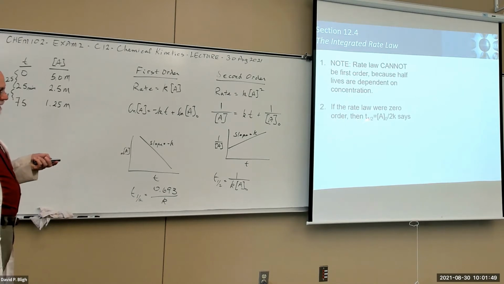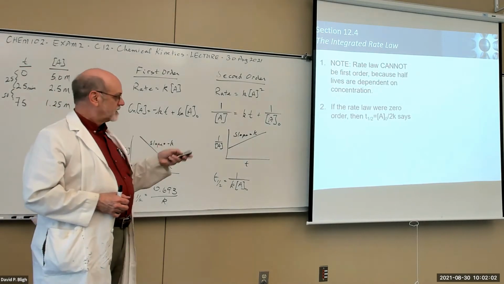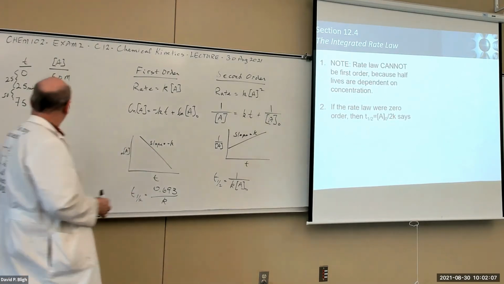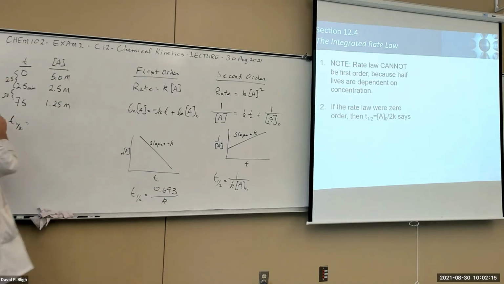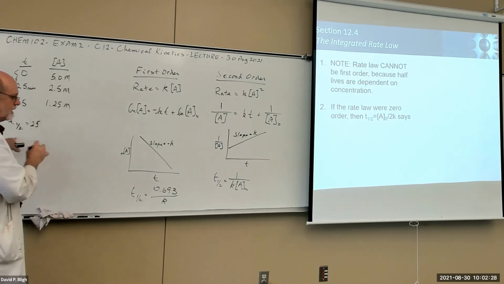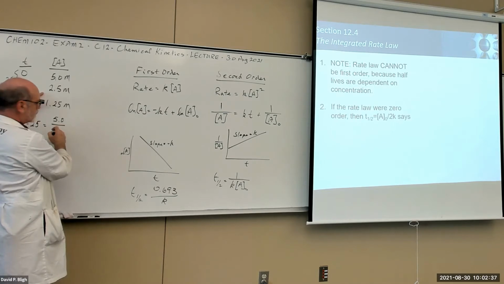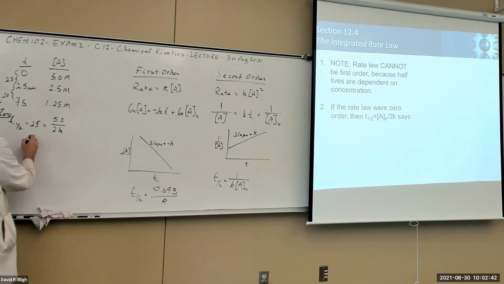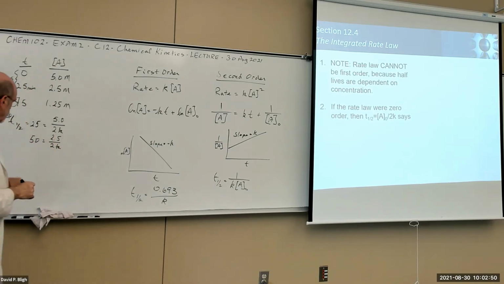If the rate law were 0 order, then we have the half-life equal to the initial concentration divided by 2K. So we can use that. Remember, K is a constant. K should be the same when we do the two calculations. If we do half-life for 0 order, then the first one would be half-life equals 25, and that equals the initial concentration, or 5, divided by 2 times K. The second one would be 50 is equal to 2.5 divided by 2K. And you solve for K.